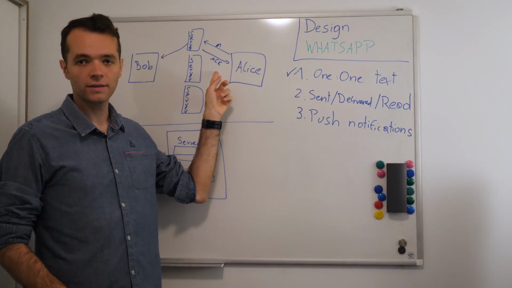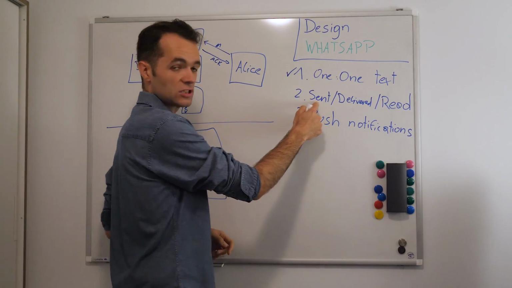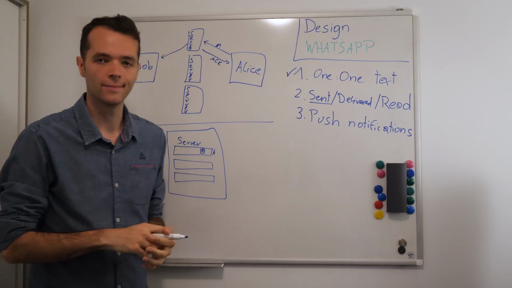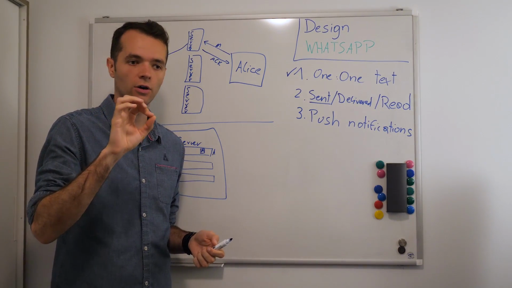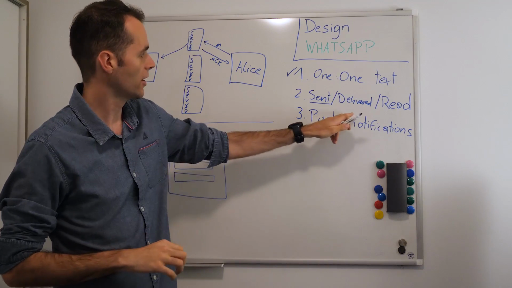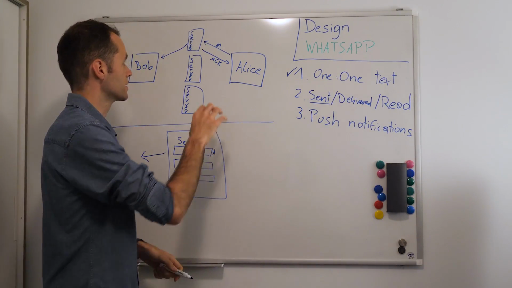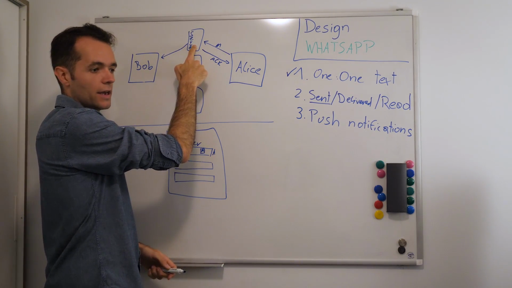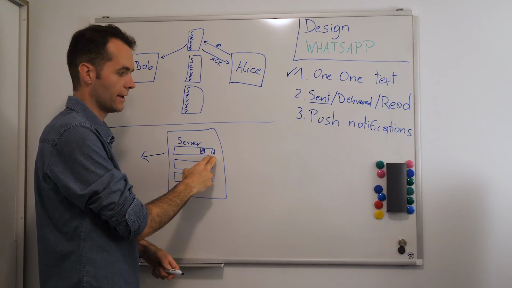Now with the acknowledgement coming back from the server to Alice, we have the send part already done, because at that moment we can put one check mark above or below our message. Now the delivered check mark is a little bit more complicated, because let's say the message is in this server, in that queue. That queue belongs to Alice.